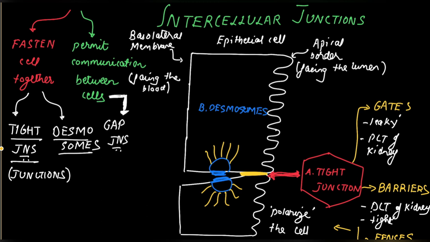So we have desmosomes, which are made of proteins known as cadherins, and intermediate filaments are attached to them.